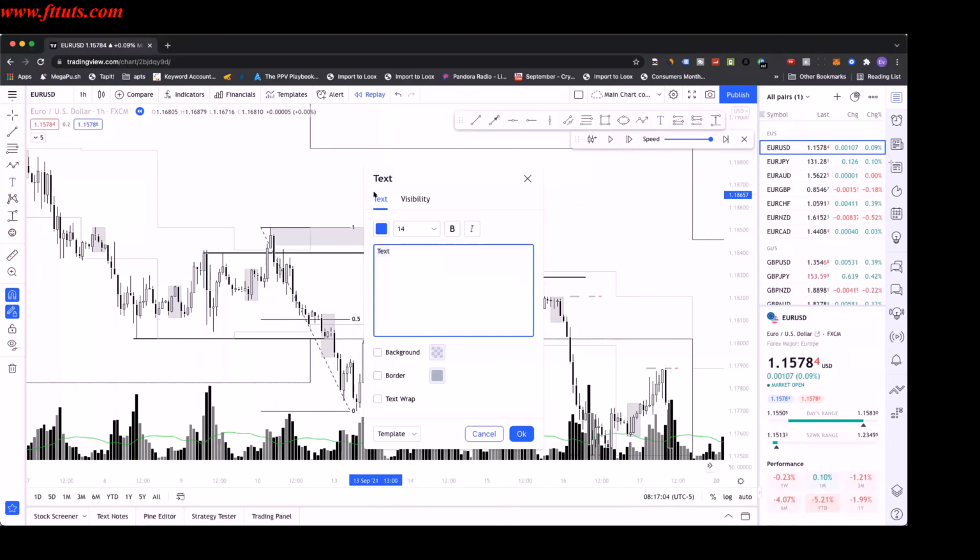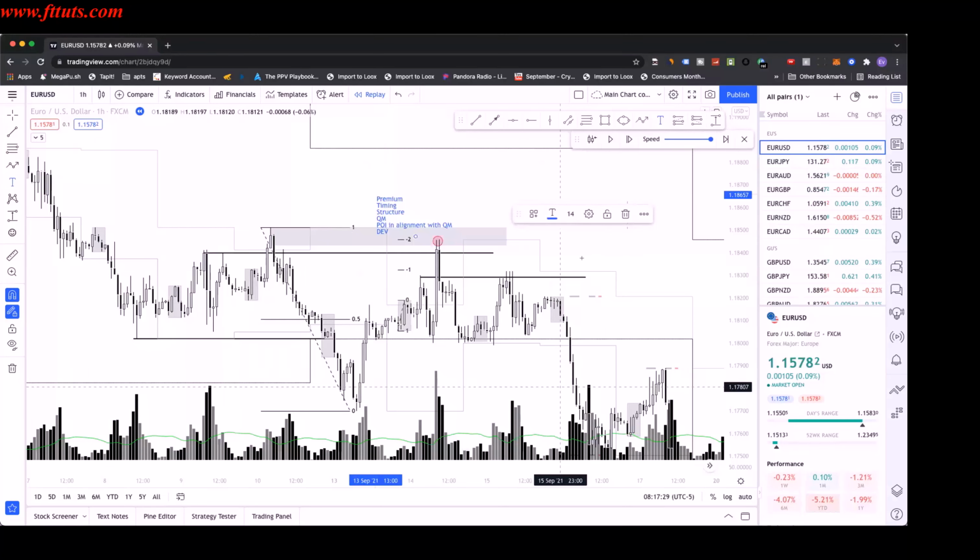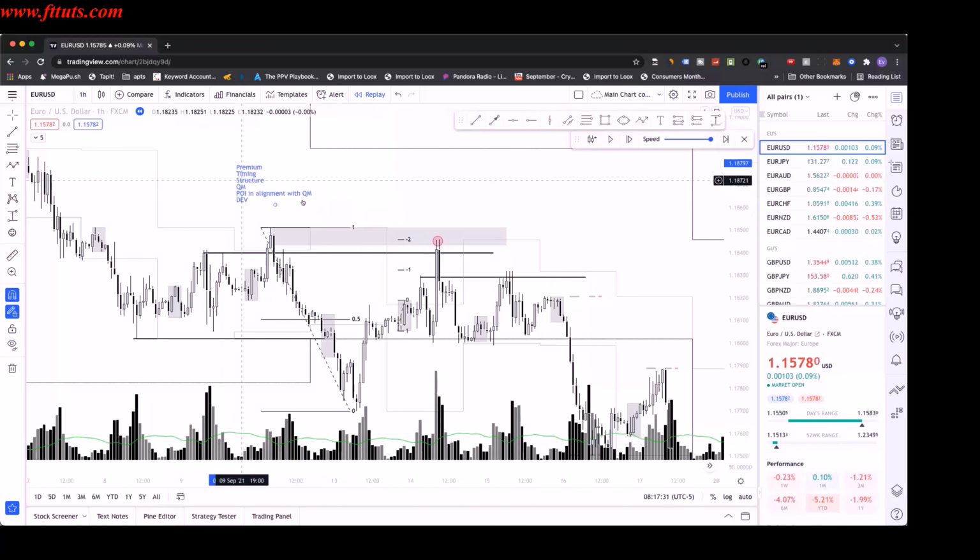We have premium, we have timing, we have structure, we have QM, and what else do we have? We have the POI in alignment. QM, we have deviation. It's just so many confluences that it's such a high probability. Okay, so you have that. There might have been a deviation here as well.